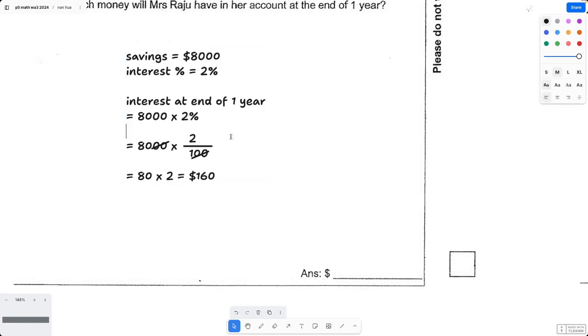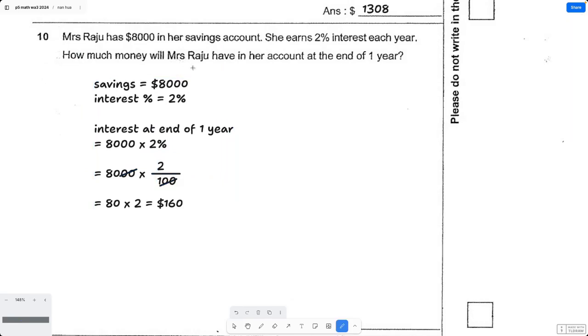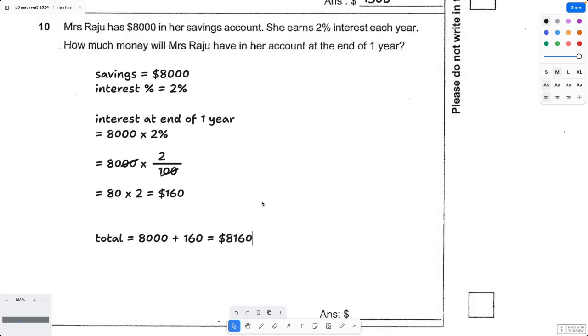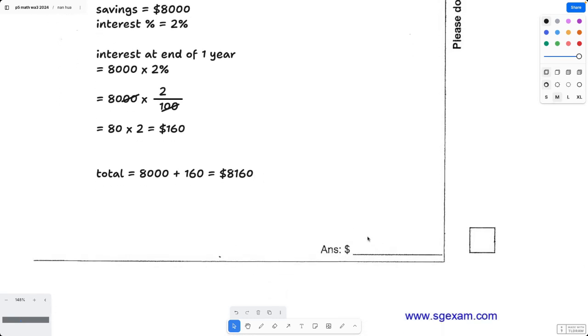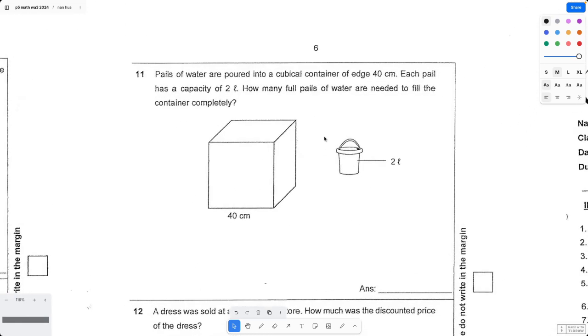Now the next part is how much in total, right? So in this case, how much money will she have in her account? So total is equal to 8,000 plus 160, which is equal to $8,160. Okay, and that's the answer. Yeah, $8,160. There you go. All right, so let's move on to the next question.